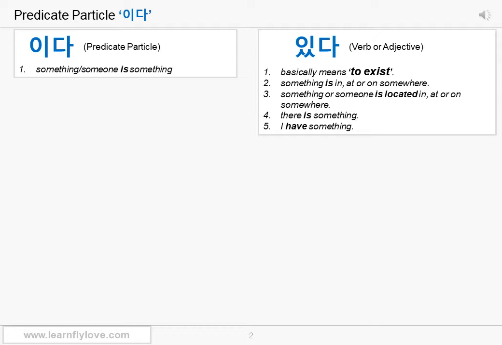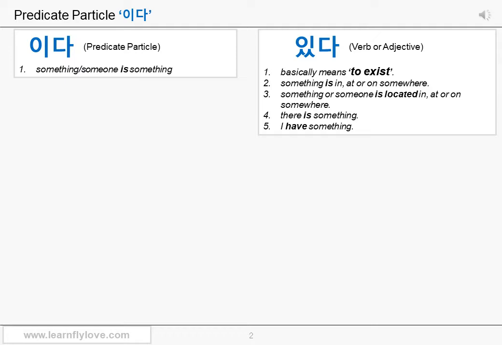But this predicate 이다 that we are going to learn on this page is used to say something or someone is something. Again, the predicate 이다 is basically used to define something as you say something or someone is something. You don't have to know this, but grammatically, 이다 is a particle. So I call this a predicate particle. Because this is a predicate particle, a noun usually comes right before it. There are exceptions, but you don't need to know. And you don't put a space between a noun and the predicate 이다.